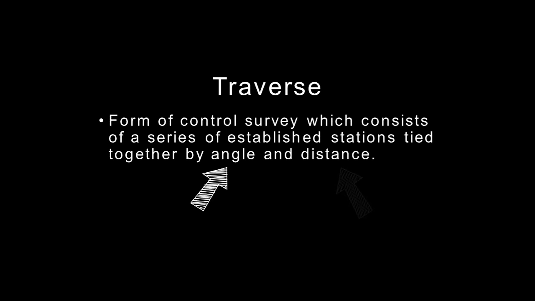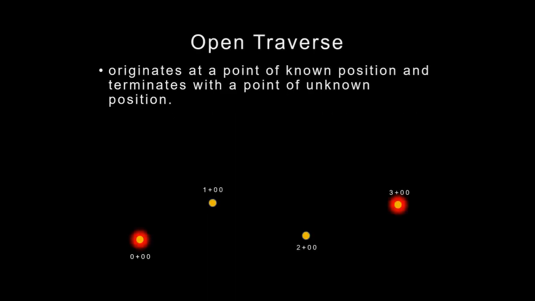Now, there are two general types of traverse. The first one is the open type traverse, and it is something that originates at a point of known position and terminates to a point of unknown position. The establishment of the open type traverse is a preliminary activity for route surveys or for the construction of linear facilities such as highways, pipelines, canals, etc.